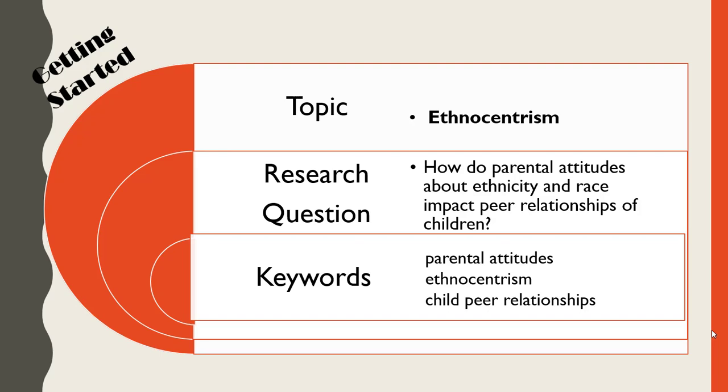If I were to enter that entire sentence into an article database, I would get 0 results because we cannot use it as we would in Google. We have to break it out into its keyword concepts. So parental attitudes, ethnocentrism, child-peer relationships. That final concept, child-peer relationships, is a little bit awkward, so I'm going to have to think a little further how I might represent that in the database.